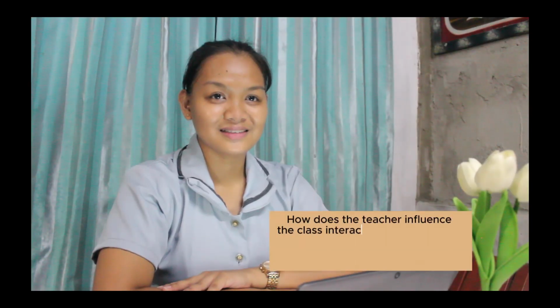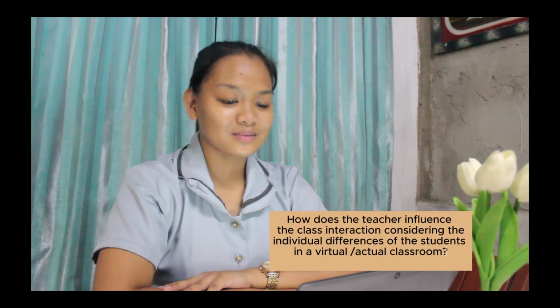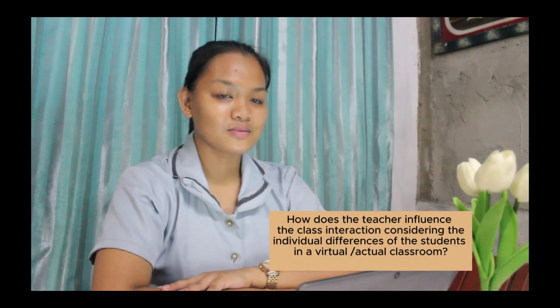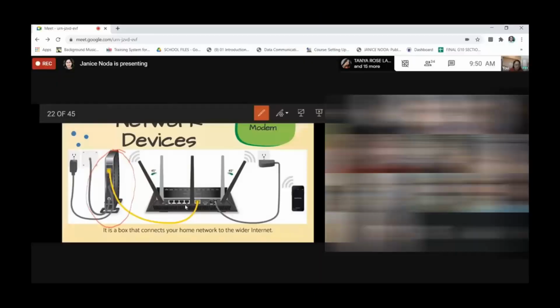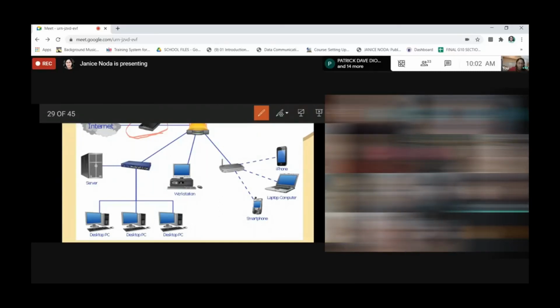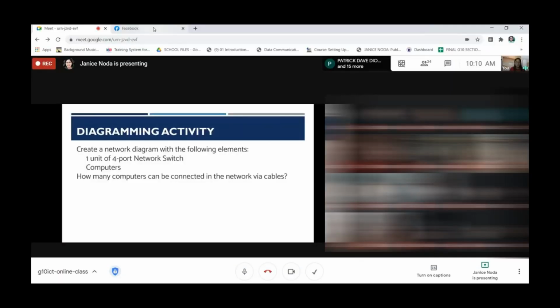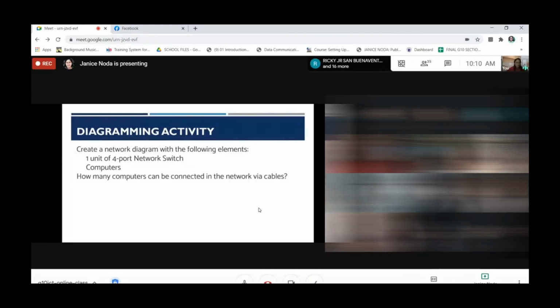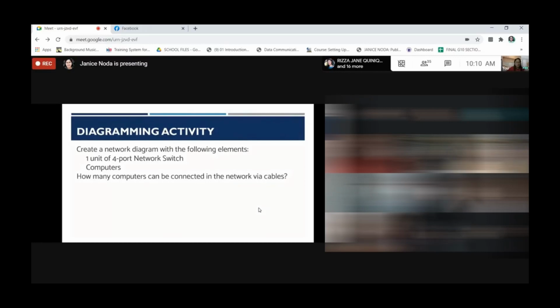How does the teacher influence the class interaction considering the individual differences of students in a virtual or actual classroom? So the teacher uses differentiated instruction to cater to different styles and needs, promoting inclusivity and respect. They demonstrate empathy and patience, fostering a positive atmosphere. In the virtual classroom, they encourage open communication, student participation, and peer recognition. Fostering a welcoming and inclusive learning environment, they encourage active interaction, fostering a sense of belonging and understanding among students.